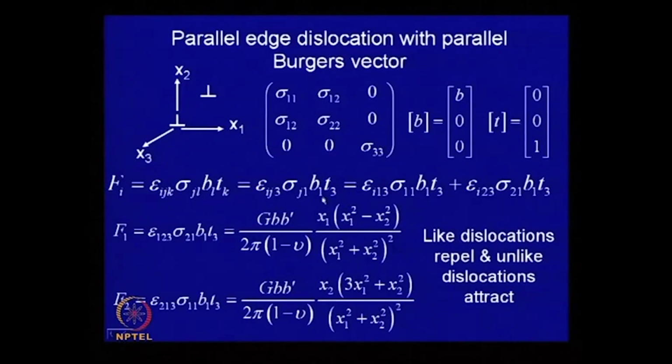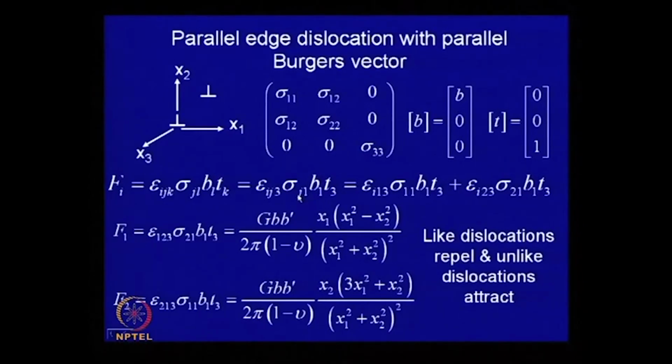Now, here t's only non-zero component is t3. So, you have only t3. That means k can take value 3. So, replace k here with 3, here 3. Similarly, b can have only value b1, so l is 1, here also it is 1.